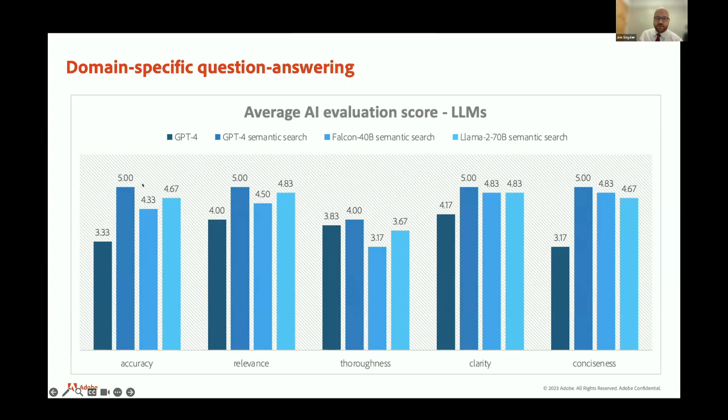Ultimately, these evaluations are qualitative in nature and were performed by another LLM. But when we looked at the results ourselves, we did agree with this ordering, though the difference was relatively small. I don't think you could go wrong with any of these LLMs, but in particular, the Llama 2 70 billion model for domain-specific question answering.